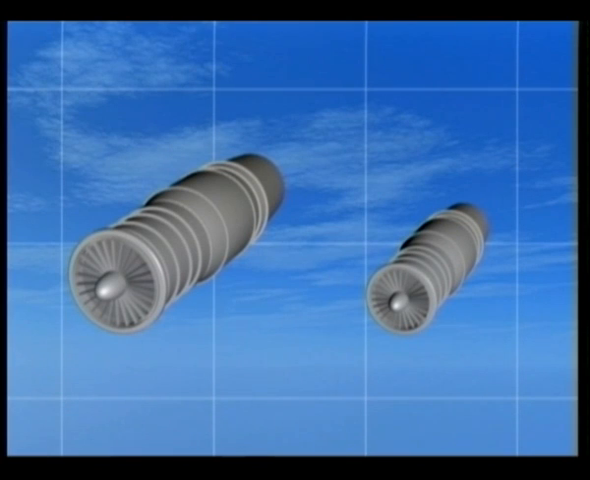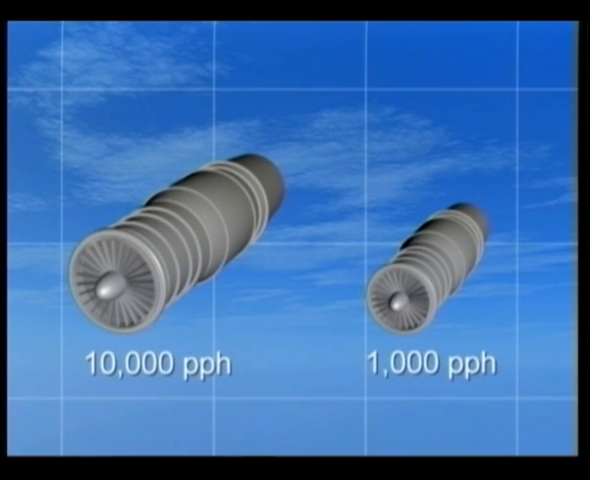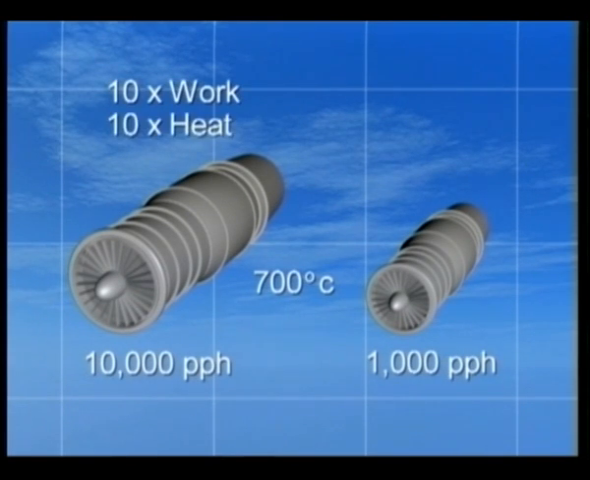Using the analogy of the turbojet, imagine two engines, one using 10,000 pounds of fuel per hour and the other using 1,000 pounds per hour. Both engines are operating at the same turbine inlet temperature. However, the larger engine can do approximately 10 times the work of the smaller engine because 10 times more heat is released at the same temperature.